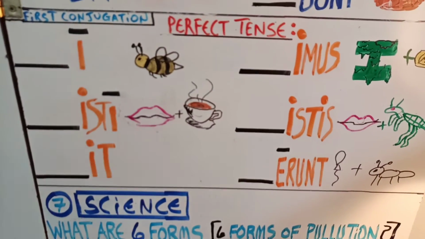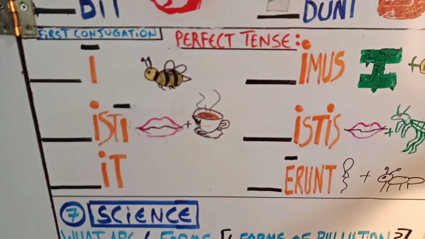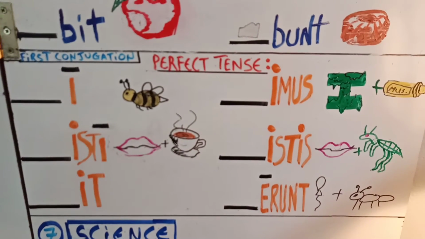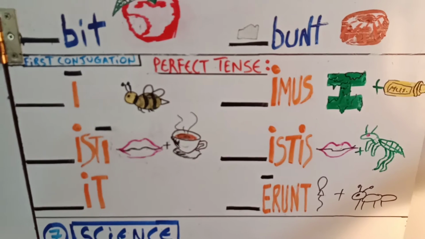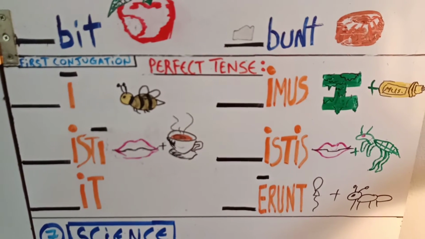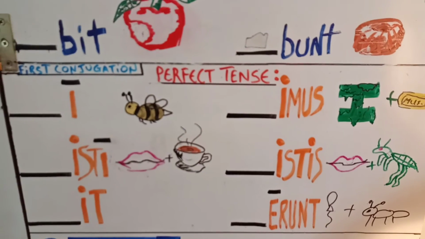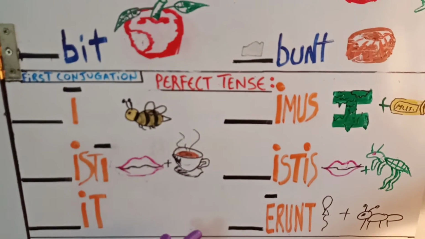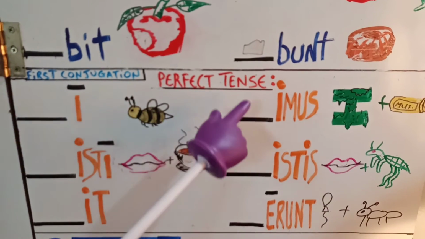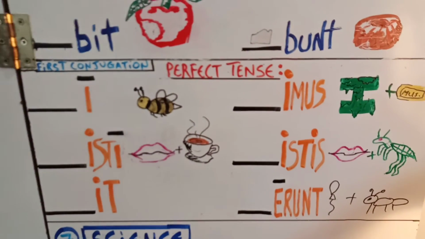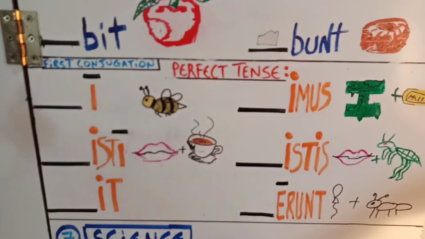Latin for the next 2 weeks is first conjugation, perfect tense, and to remember what it is, we'll say when the farmer in the dell, because that's the song, goes out and sees a perfect day, he goes, ee. So, e isti it, imus istis erunt. First conjugation, perfect tense. On a perfect day, the farmer in the dell goes outside and he says, e isti it, imus istis erunt.